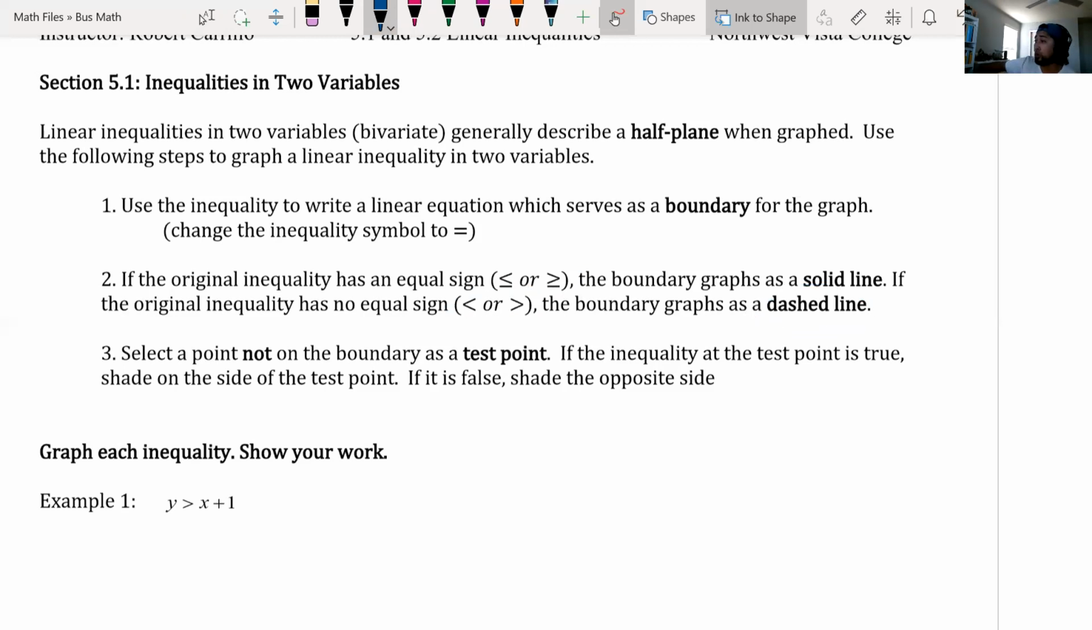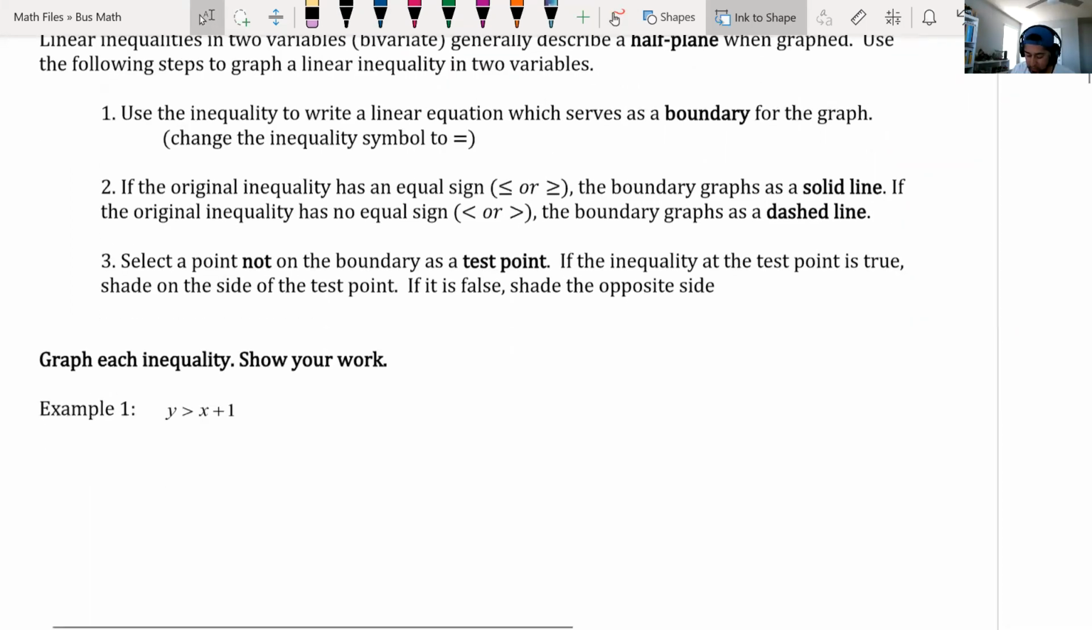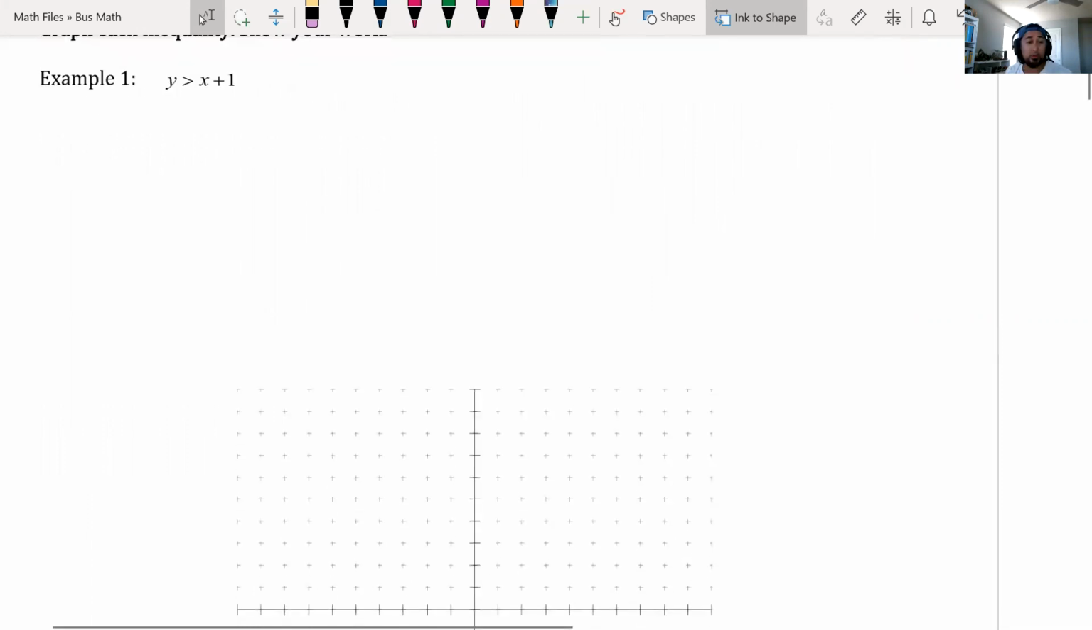And then after we graph our equation, we're going to want to pick a test point above or below the line, and plug that into the original inequality. If it holds true, we will shade on the side of the point we chose. If it's false, we will shade on the opposite side of the point we have chosen. And of course, I'll work through all of that in these examples. So first up is y greater than x plus 1.